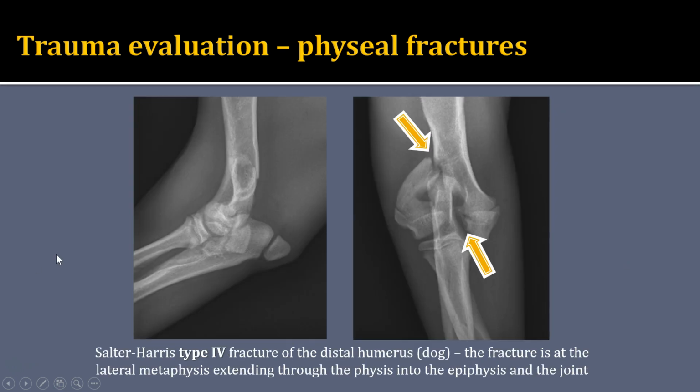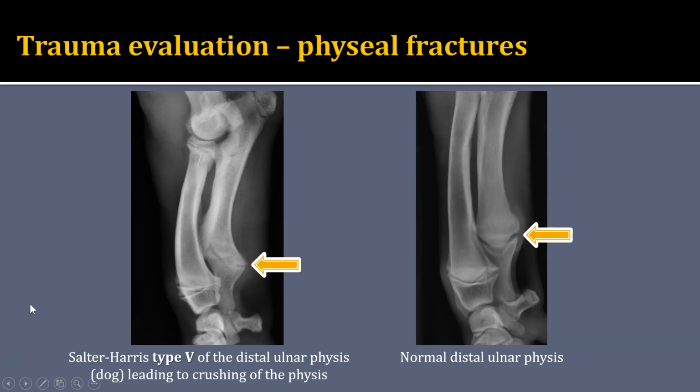This is a common Salter-Harris type 4 fracture happening in the elbow of our dogs and sometimes cats. And again, the Salter-Harris type 4 is through everything. So the fracture line is going through the metaphysis here, through the physis. So here's our physis, and then extending into the epiphysis. So this is a Salter-Harris type 4 fracture, and there's some displacement.